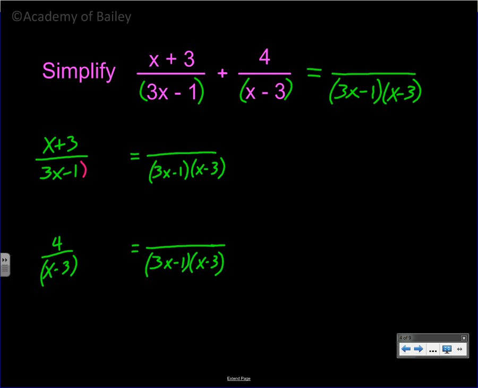What did we have to multiply 3x minus 1 by to get the common denominator? Well, there's 3x minus 1, so we multiplied it by x minus 3. And if we did that on the bottom, we also have to do it on the top. Go ahead and multiply this, and you're going to get x squared minus 9.